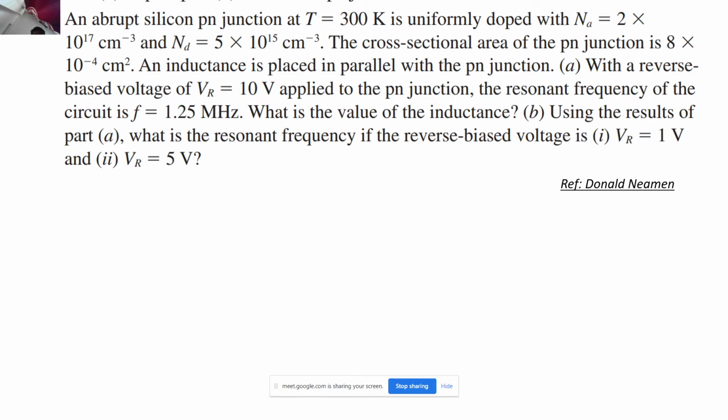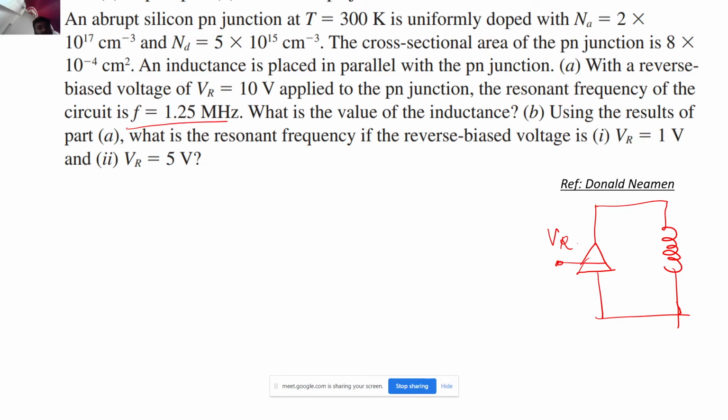So let me draw the diagram for you guys. This is what our PN junction is, and an inductance is placed in parallel with the PN junction diode, with a reverse bias voltage. So we are applying some reverse bias voltage over here, correct? And this is what is going to make our LC circuit, correct? So what has been asked: with a reverse bias voltage of VR equal to 10 volts applied to the PN junction, the resonant frequency of the circuit is 1.25 megahertz. What is the value of inductance? So this is the first question, correct?